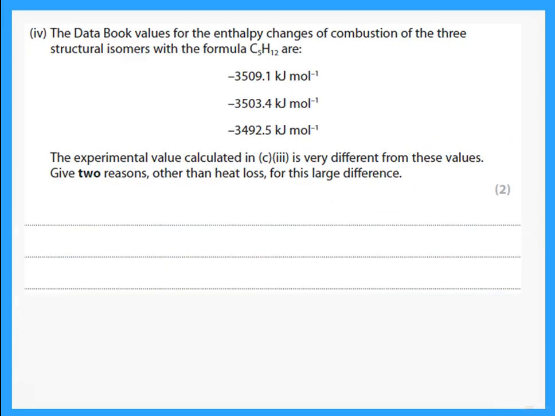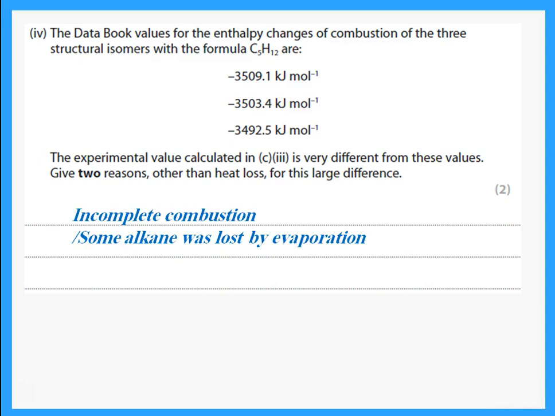Then he says the data book values for the enthalpy changes of combustion of 3 isomers is this. The experimental value is very different from these values. Give 2 reasons other than heat loss for this large difference. Again, when we say that our delta H is much lower than what it should be, what are the reasons for that? Well, we said again, either loss of heat to the environment, but then he's saying other than heat loss. Or we have incomplete combustion.